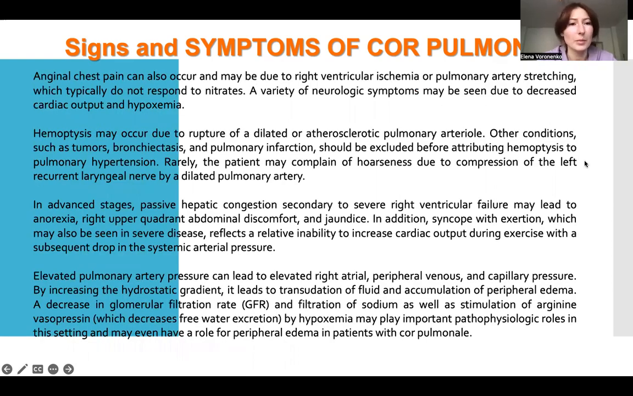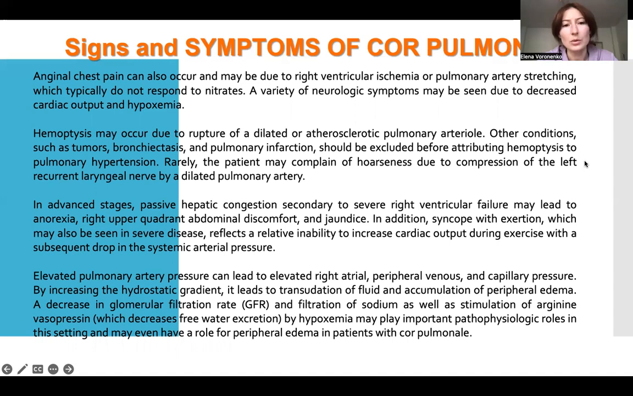Angina chest pain can also occur, maybe due to right ventricle ischemia or pulmonary artery stretching, which typically doesn't respond to nitrates. A variety of neurologic symptoms may be seen due to decreased cardiac output and hypoxemia.